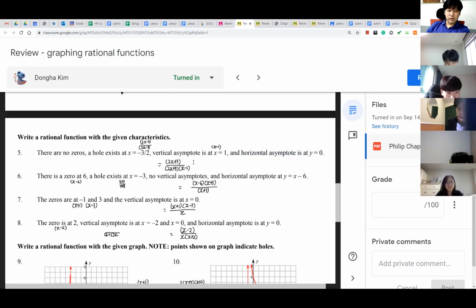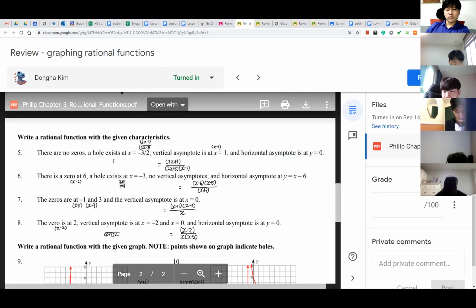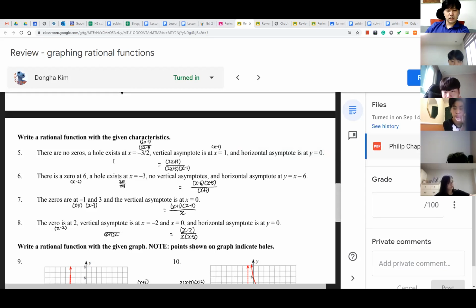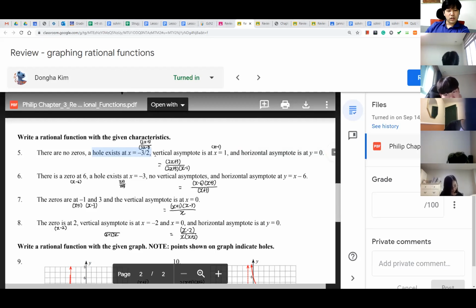This looks fine. Let's check. So 2x plus 3 over 2x plus 3 times x minus 1. Okay? So we know there are no zeros, right? It does not touch the x-axis. We know the hole exists at negative 3 over 2. Negative 3 over 2 is 1.5. It's right here. And here there should be a hole, but Desmos doesn't show you the hole. But at 1.5, that should be a hole. And vertical asymptote x equals 1.